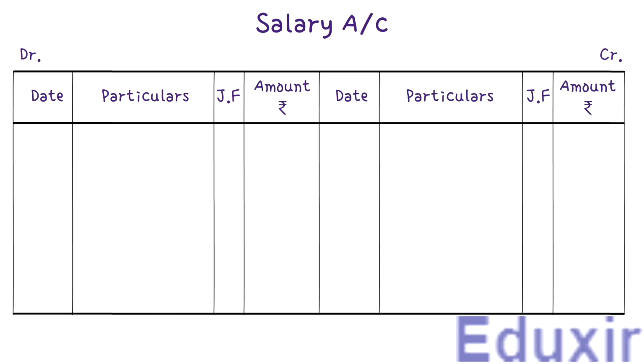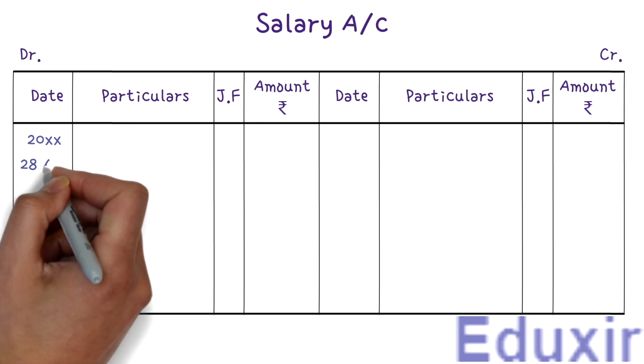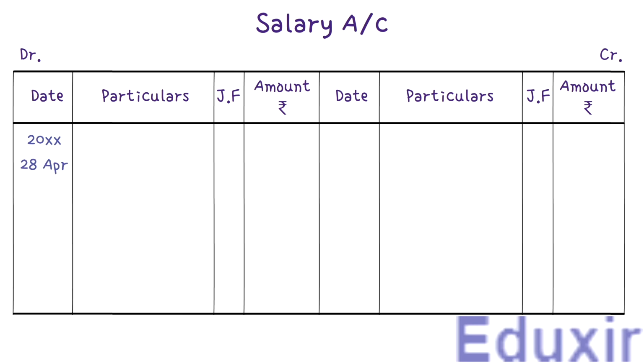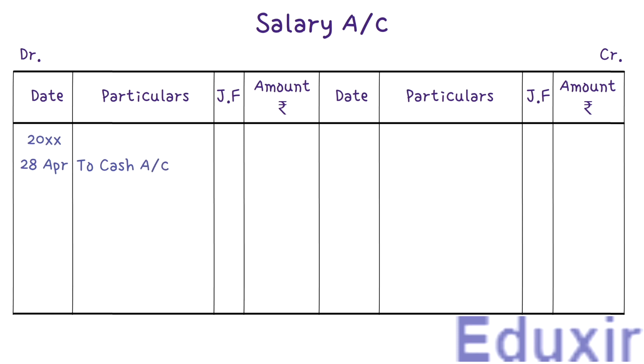As this is the first entry on the debit side, let us first write the year in the date column and then let's write the date. We need to write to cash account into the particulars column. Let us then write the debit amount of 2500 rupees in the amount column. That completes the posting of this journal entry into salary account. Let's now take up the next entry.